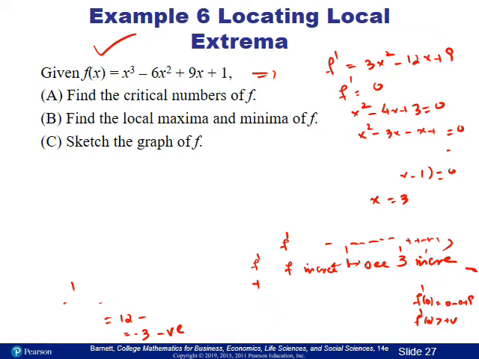Find the critical numbers. We have already found the critical numbers. Find the local maxima and minima of f. We have already found that at x equals 1 it is maxima and at x equals 3 it is minima. We can sketch the graph. How do we sketch the graph? As I said, from negative infinity to 1 function is increasing, till 1 it is increasing, and then till 3 it is decreasing, and after 3, at 3 it is 0, then again it is increasing.